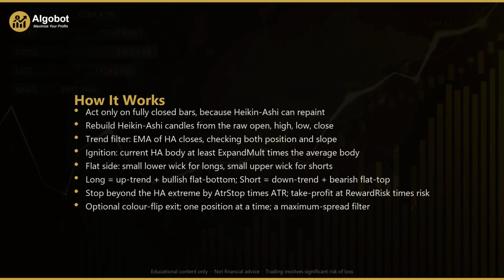When a signal appears, risk is defined immediately. The stop loss is placed beyond the ignition candle's Heikin Ashi extreme, offset by the average true range stop multiple times the 14-period average true range. The distance from entry to that stop becomes the trade's risk, and the take profit is set at a fixed reward-to-risk multiple, 1.8, of that same distance. Finally, an optional trend exit can close a trade early if the Heikin Ashi color flips against it, and the strategy holds only one position at a time while respecting a maximum spread filter before any entry.